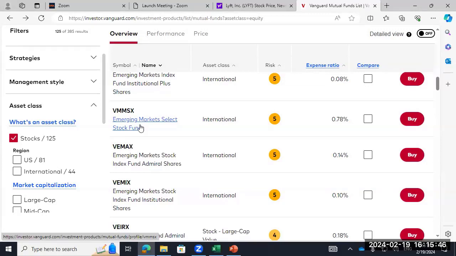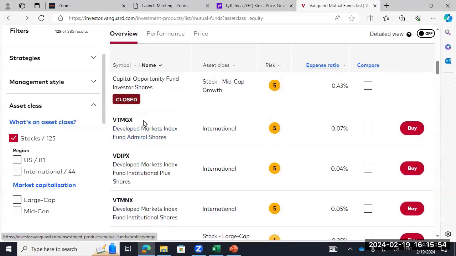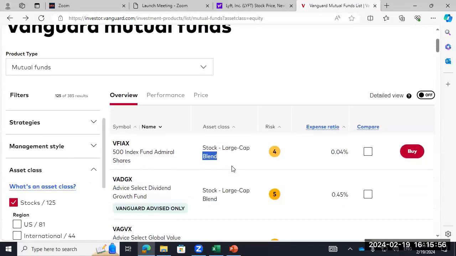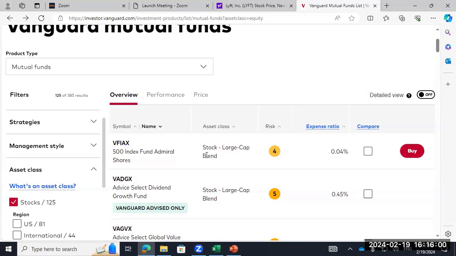I'm sorry. That's the word they use. I use the word core, C-O-R-E. Whenever you see blend or core, they're talking about a mixture of growth and value stocks. Doesn't mean they're exactly balanced, but it's not skewed too much to one or the other.